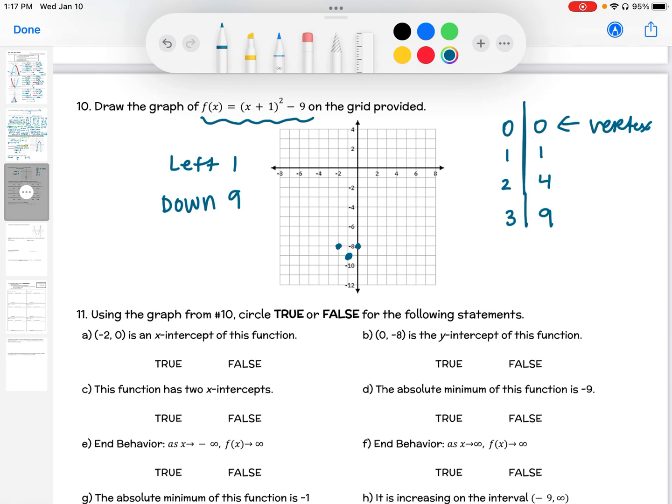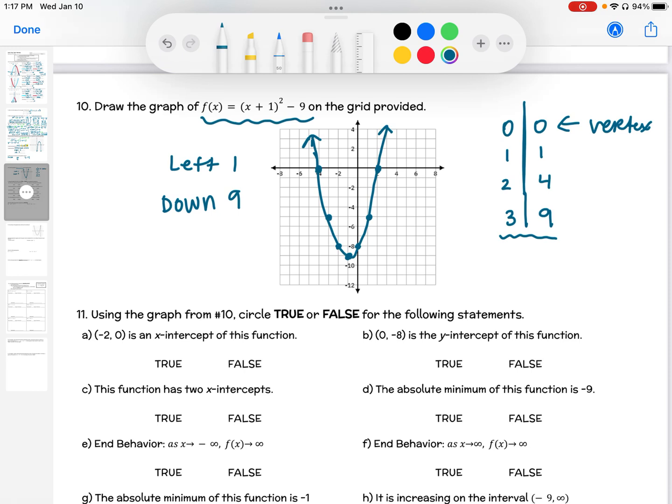For our next point, we're going to go over 2, up 4. And then our last point that we need is going to be over 3, up 9, which is all the way to the x-axis. And again, like I said, you will not have to do this on your test, but it is good practice.